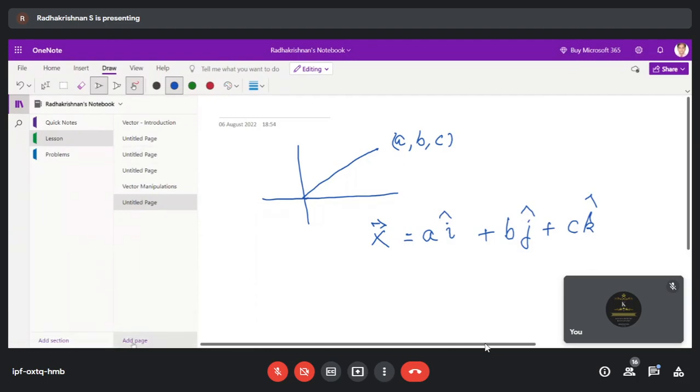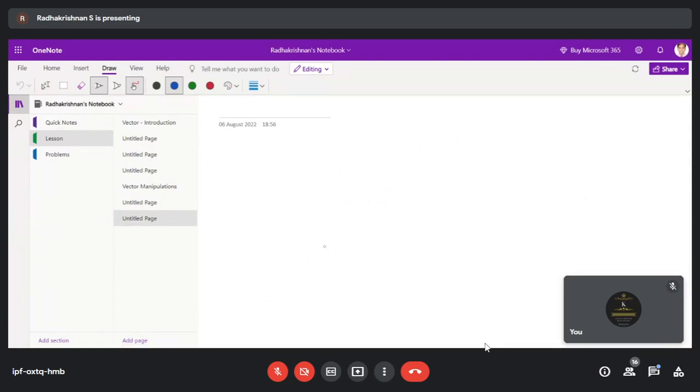I'll go to a new page now. Suppose there is a vector like this and there is another vector like this. It should have a direction, right? Suppose there are two vectors and we want to add them. Let us say the initial point A and terminal point B for the first, and initial point C and terminal point D for the second.